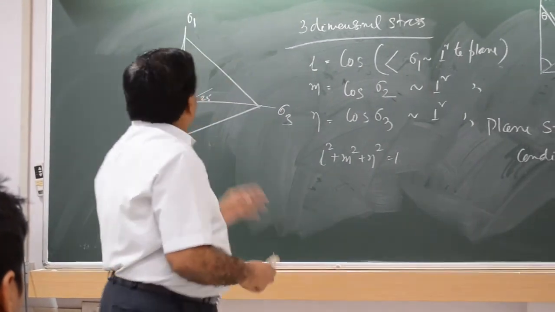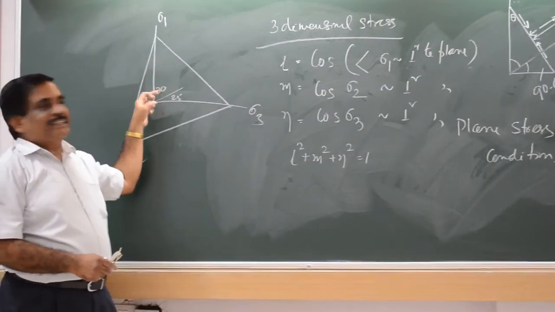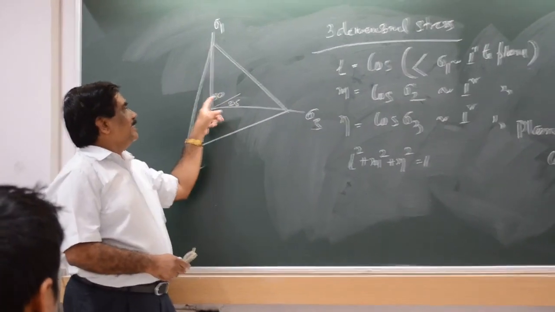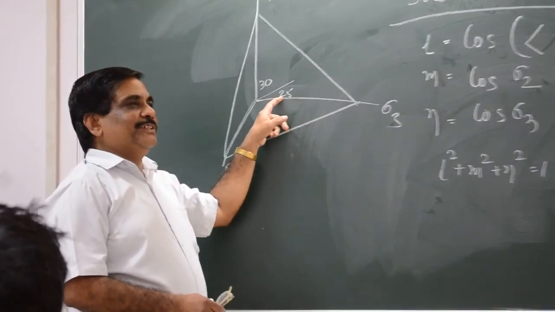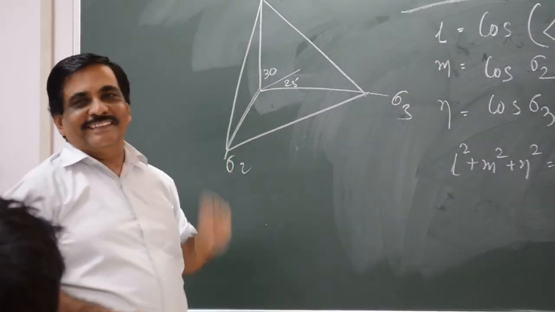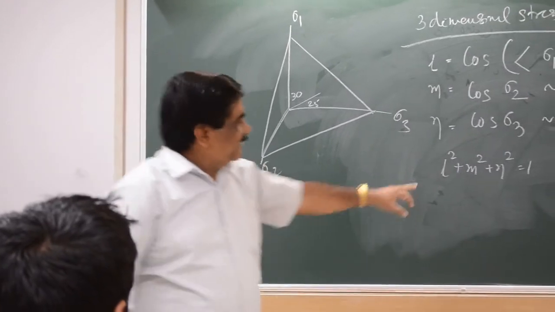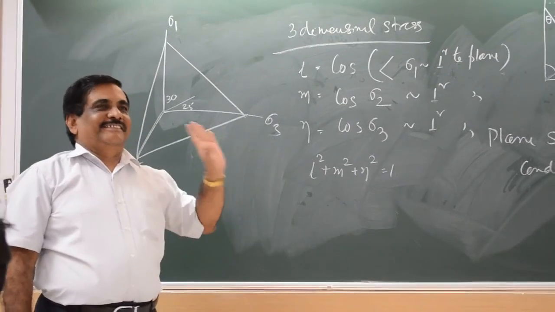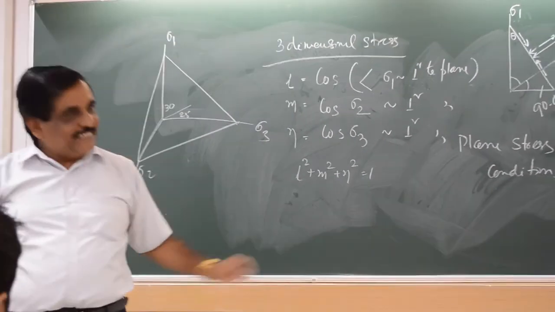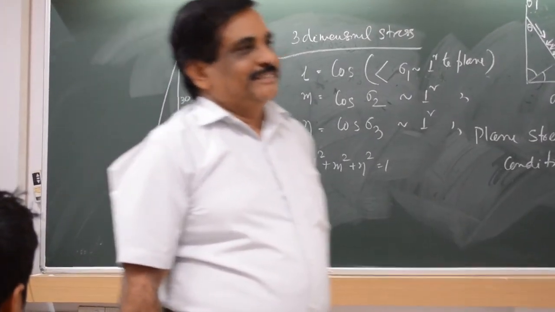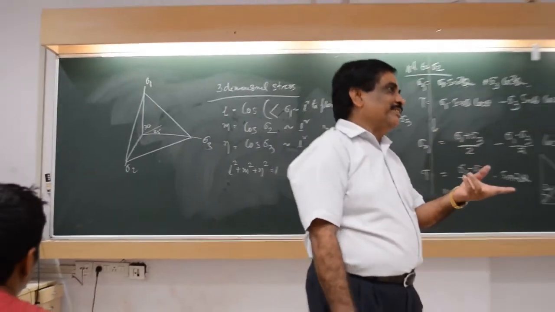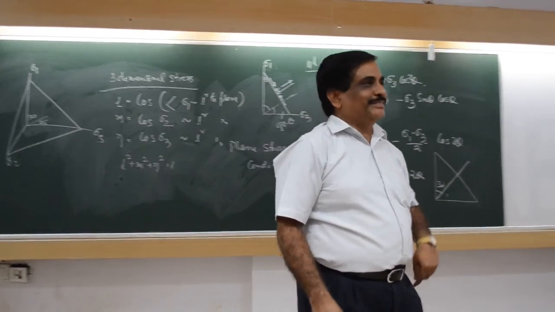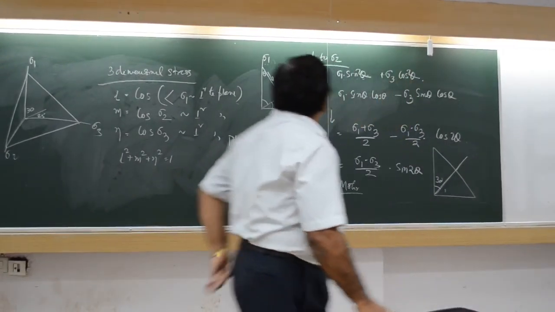Suppose I ask you, this is making a 30 degree angle. The normal will come like this. This is making 30 degrees. This is making 20 degrees. How much will this angle make? This is the relation. Remember. That is why I told you this equation. Those two angles are given. The third angle also you can find out with this relationship.